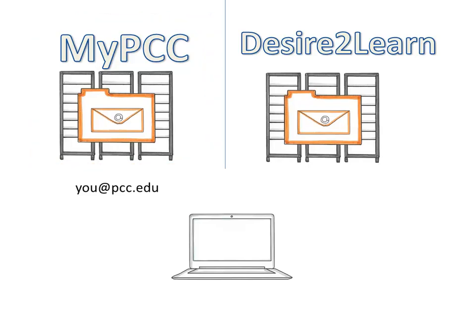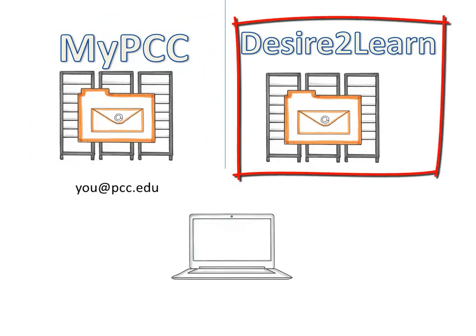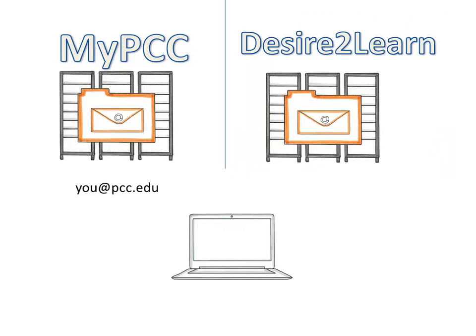When you are enrolled in an online course that uses Desire2Learn, you are assigned an account with a second email system. The email system within Desire2Learn is entirely separate from your MyPCC email and is only used in your online classes. The Desire2Learn email system can only be used to send messages to other D2L users. You cannot send email to an @pcc.edu email address from within Desire2Learn.